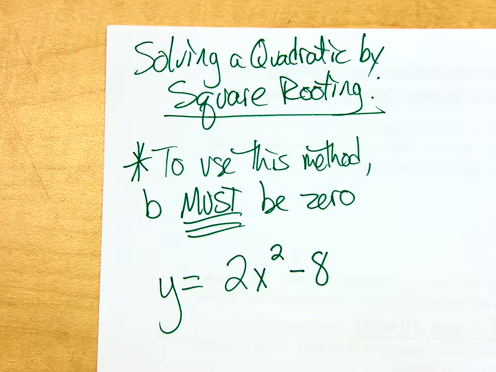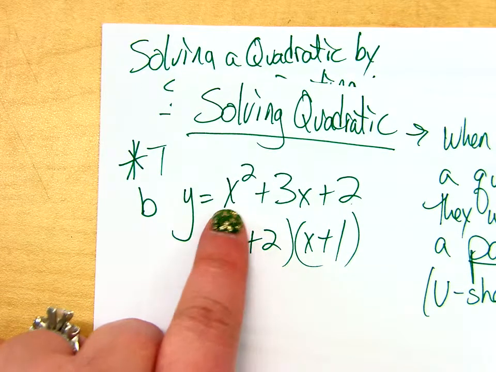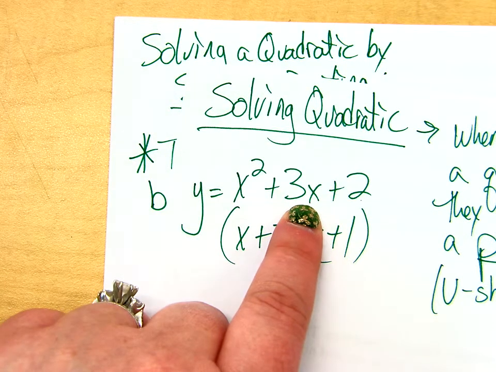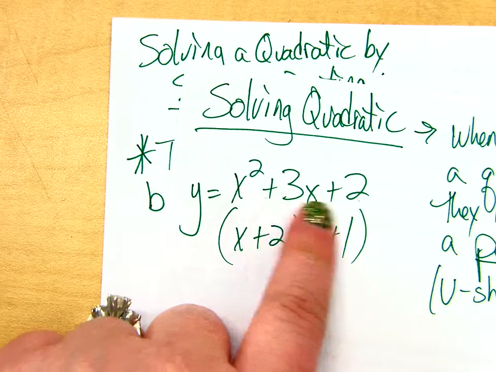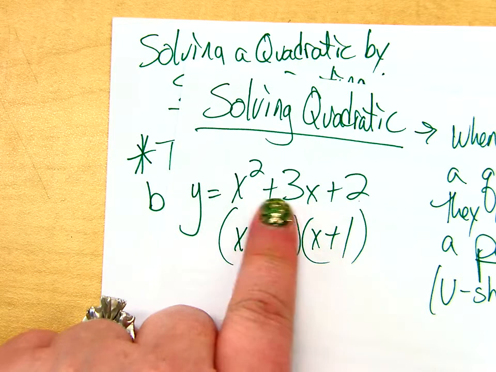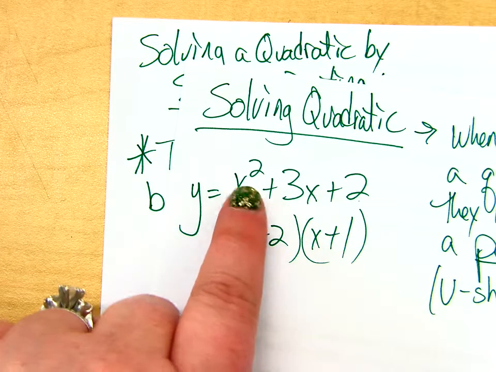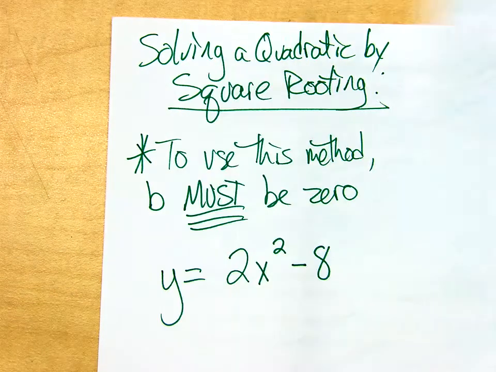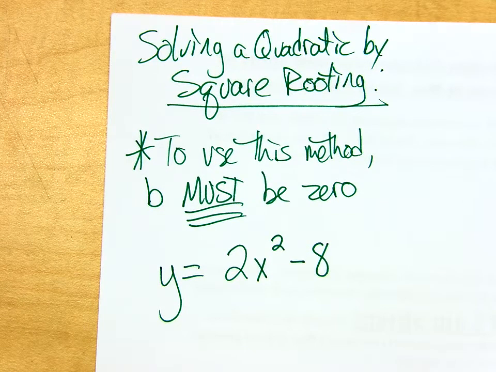I have an x squared and I have a constant. So as long as I don't have an x squared and an x, do you get what I'm saying? Like if you look back at this one, see how this one had an x squared and an x term? If I wanted to solve this quadratic, I could not use square rooting. All I can have is just an x squared. I can't have the x with it. Does that make sense so far?